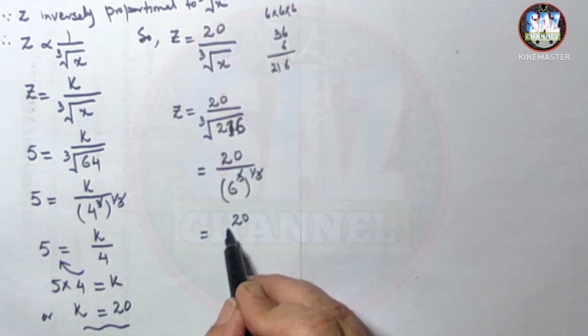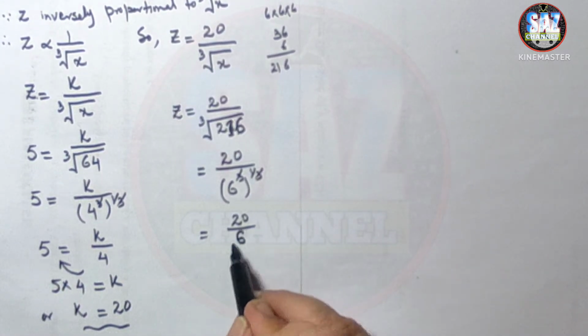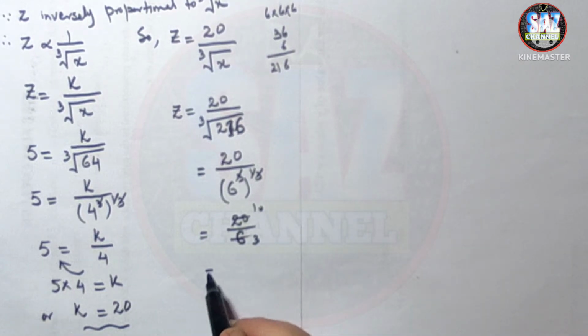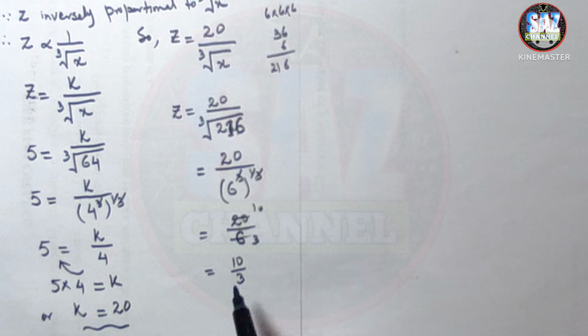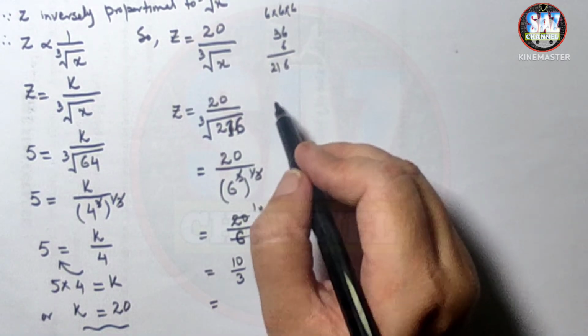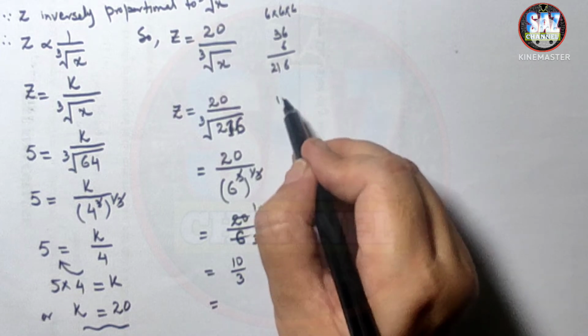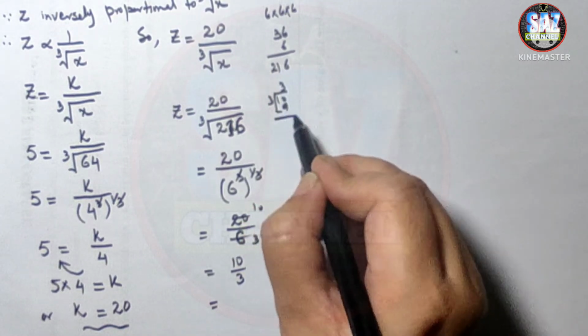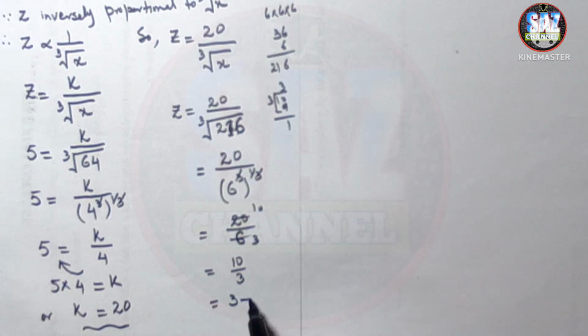20 upon 6, and 2 10s are 20, 2 3s are 6, so 10 over 3. Numerator is larger than the denominator, so you must give your answer either in decimal or in mixed number. 10 by 3, 3 3s are 9, so 3 whole 1 by 3.